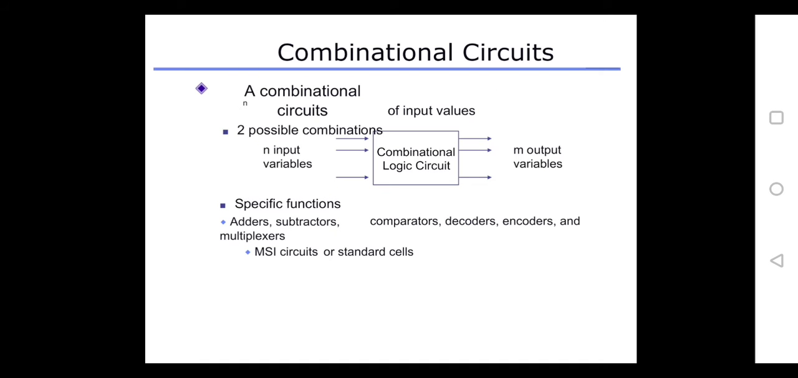So this is a block diagram representation of a combinational circuit. A combinational circuit consists of 2 power n possible combinations of input variables, and the number of input variables and the number of output variables depends upon the type of the combinational circuit which we are using.